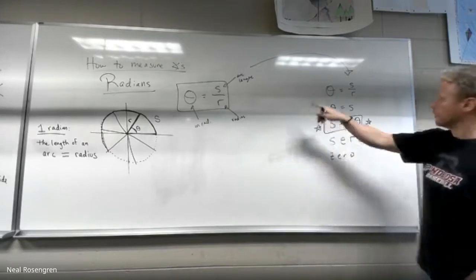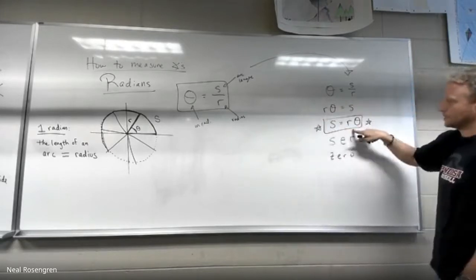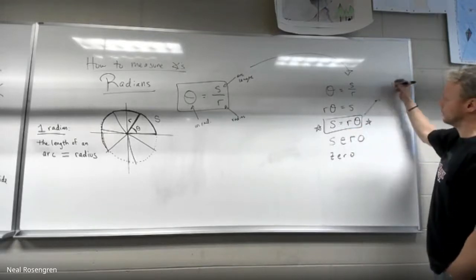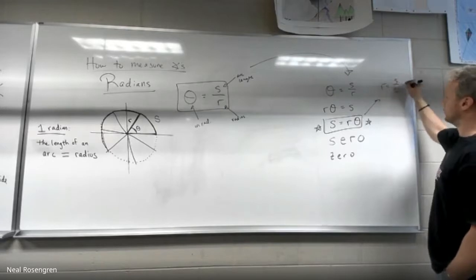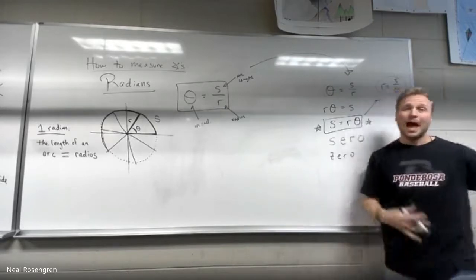And again, so there it is, solve for theta. There it is, solve for S. I could solve for R if I wanted to by just dividing by theta. So R equals S over theta. Like, you can have your formula however you want.